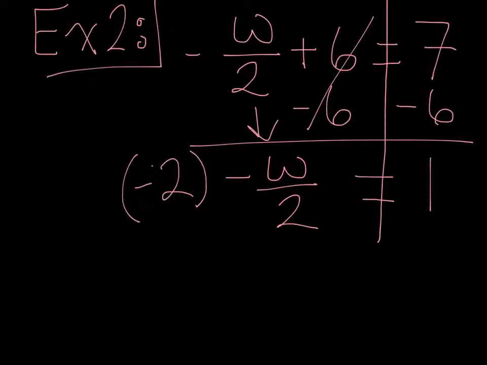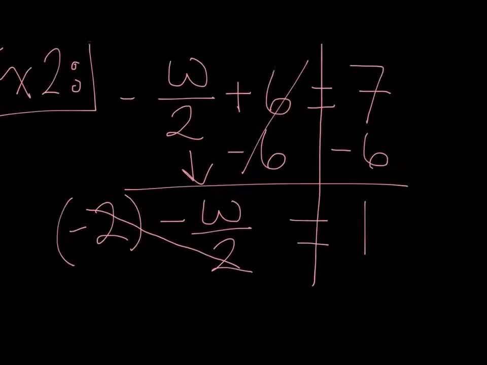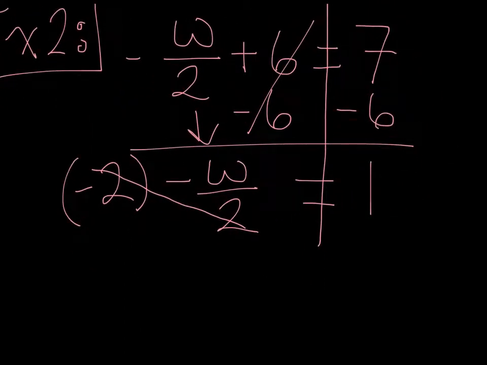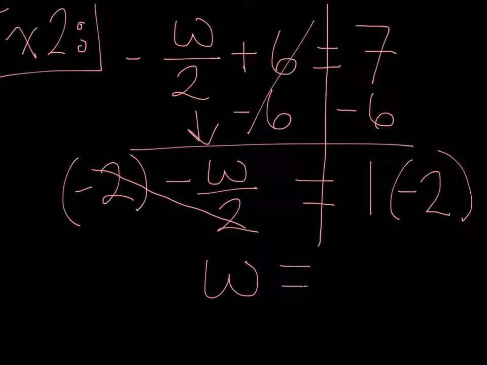And what that does is makes that into a 1. The coefficient of w is now 1. And what you do to one side, you've got to do to the other. So over here, I've got to multiply by negative 2. So now I'm left with w equals negative 2.